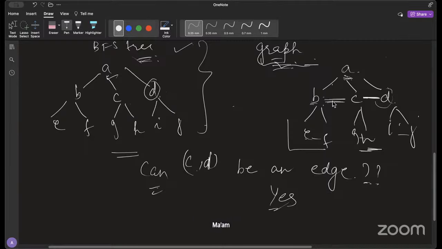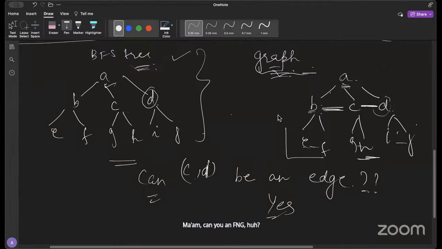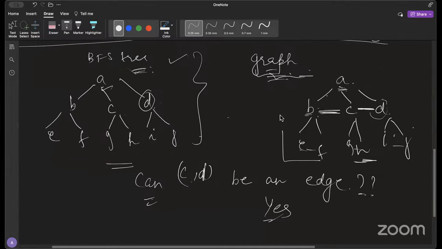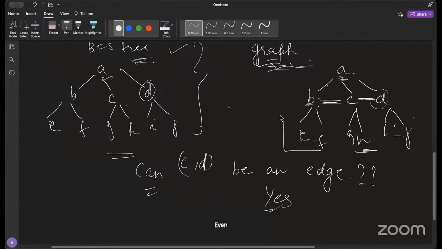Ma'am, can even F and G have an edge? Yes, F and G can also have an edge. These two can have an edge.